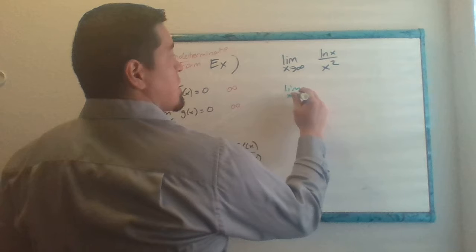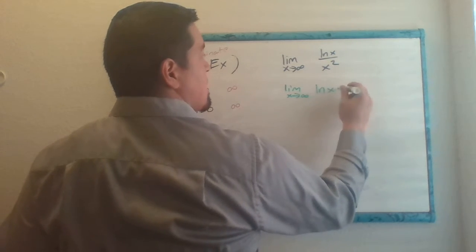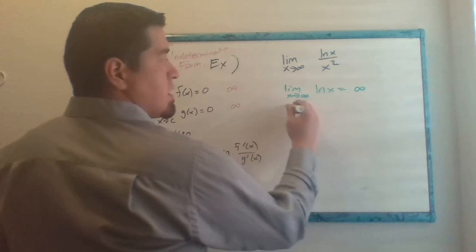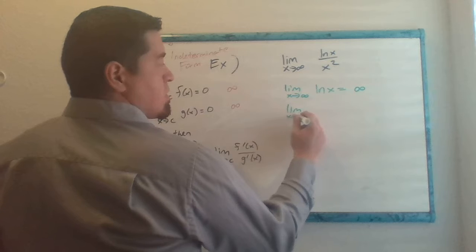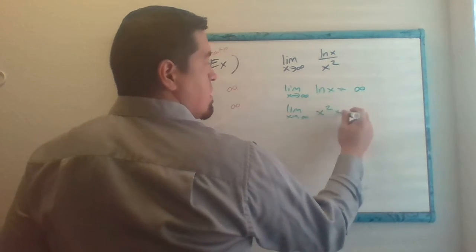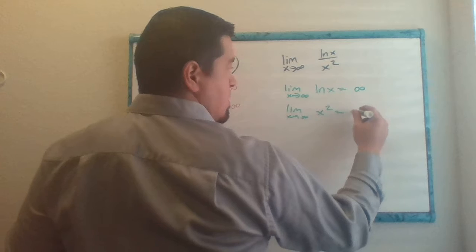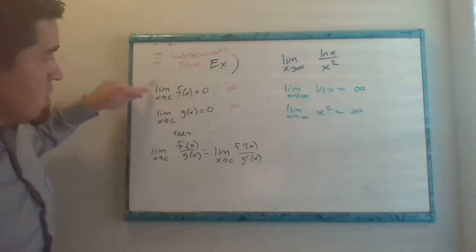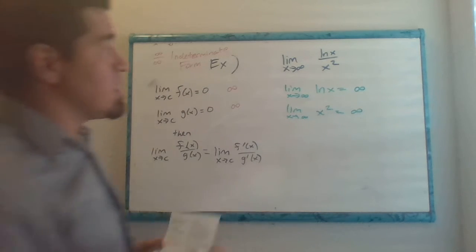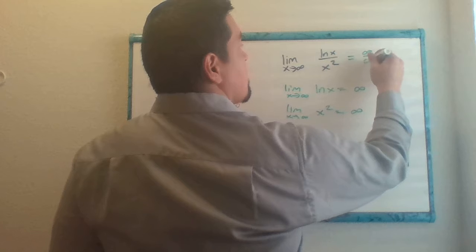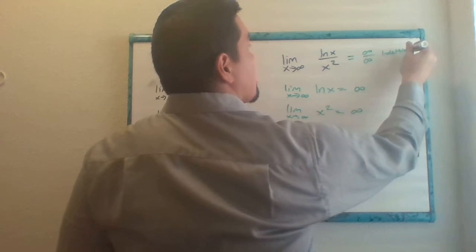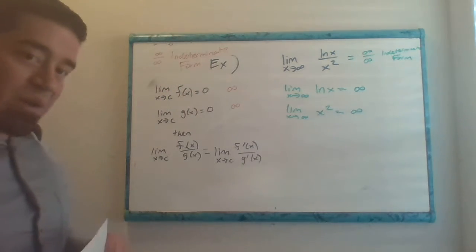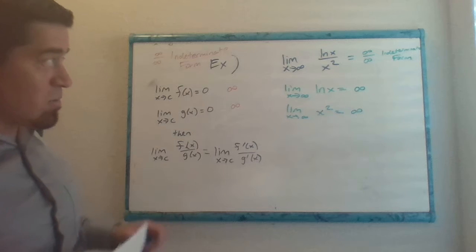Limit as x approaches infinity of natural log of x. Well, natural log of a very large number will approach infinity. And then we're going to check the bottom. Limit as x approaches infinity of x squared. We'll plug in a very large number, and you're going to return another large number. So that's infinity. So it checks out that the first two conditions lead me to an infinity over infinity indeterminate form. Okay.